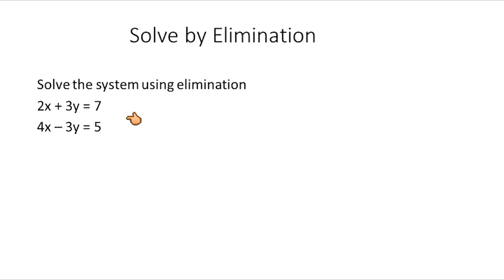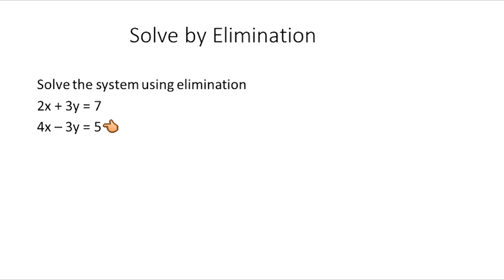We will be solving linear systems of equations by elimination. Elimination is when we add the two equations together and one of the variables cancel out. That way we can solve for the other variable. So the example that we have here, we have 2x plus 3y equals 7 and 4x minus 3y equals 5.